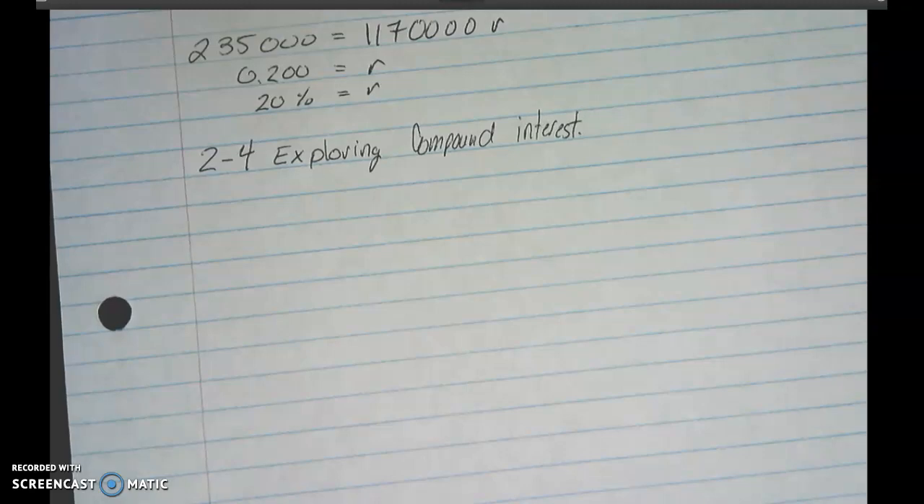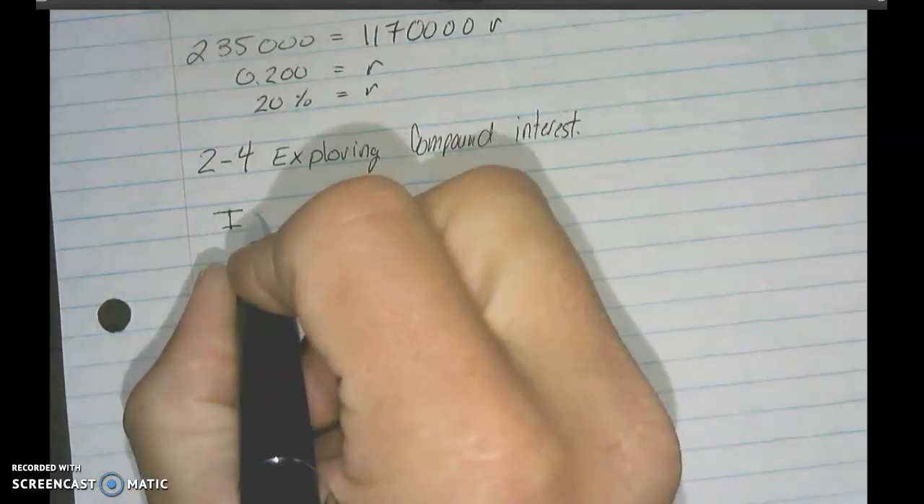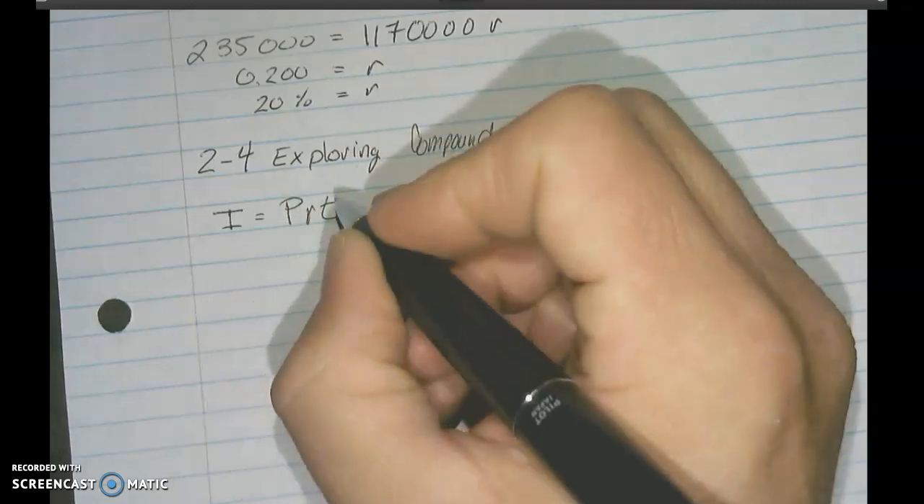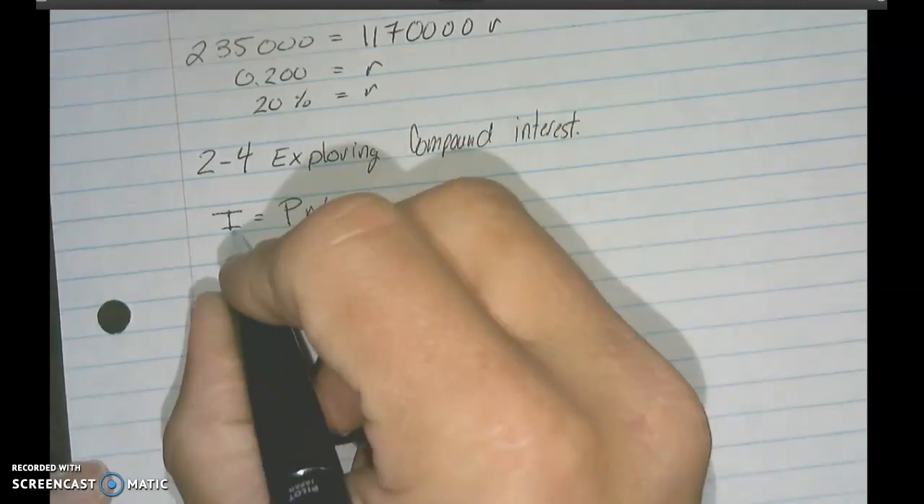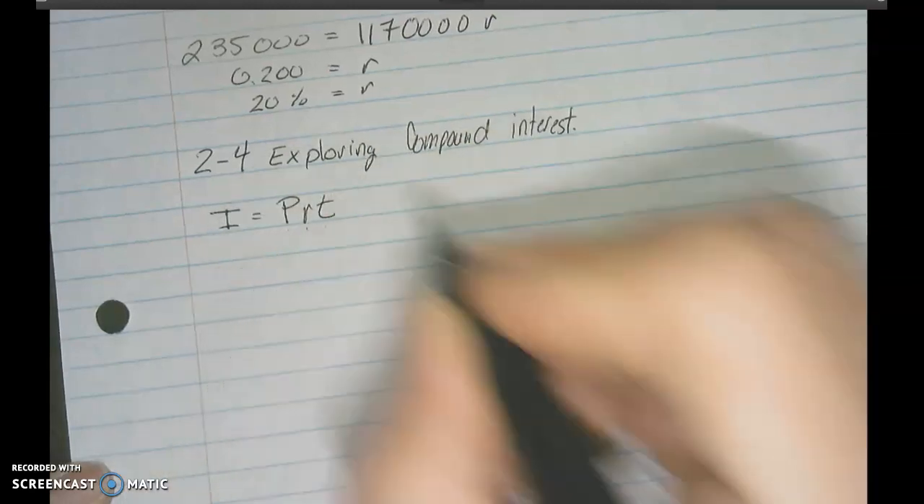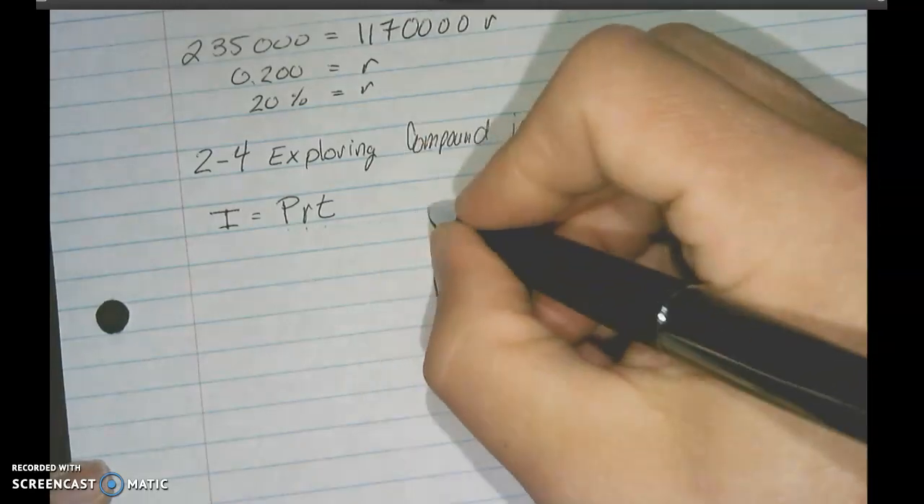So today we're looking at exploring compound interest. There is a formula for compound interest, but we're not going to give that to you yet. What we're going to be working with is what we worked with on 2.3, which is I equals PRT. The PRT again from yesterday: that's your interest, that's your principal amount, that's your rate, and that's your time.